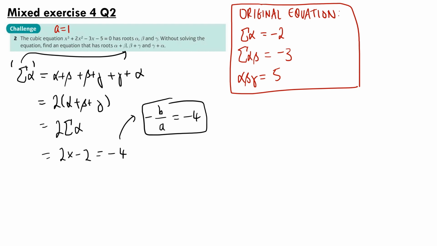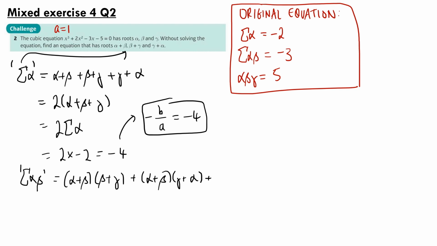Okay, let's now do the same for the sum of the alpha betas. For the new equation, that's going to be alpha plus beta times beta plus gamma, plus alpha plus beta times gamma plus alpha. And finally, we're going to have our beta plus gamma times gamma plus alpha. Now, if I expand all these brackets out and write them strategically, we're going to have alpha beta plus alpha gamma plus beta squared plus beta gamma.